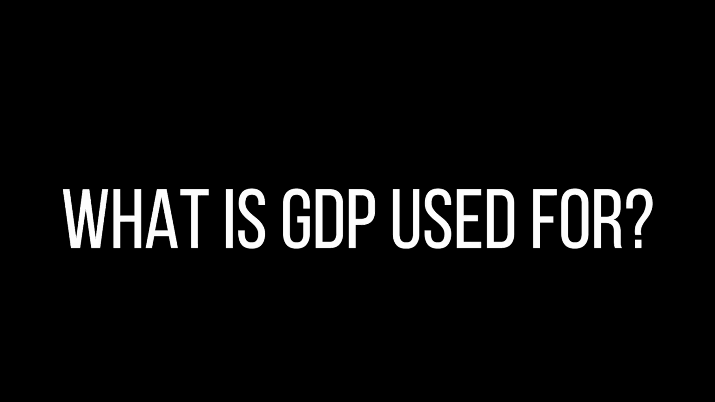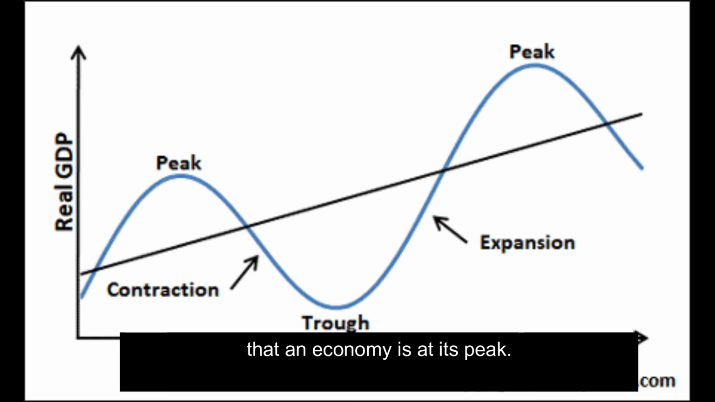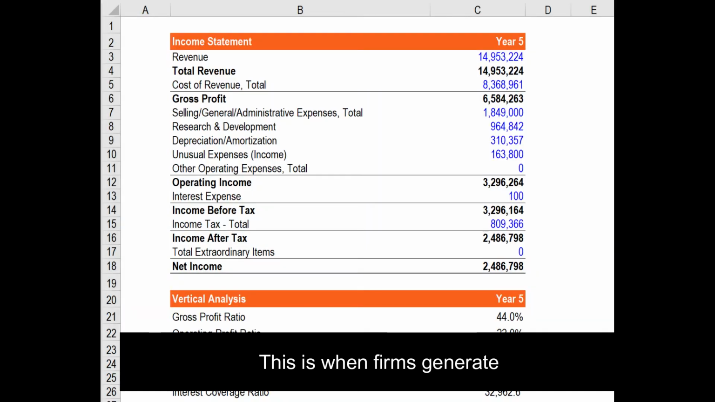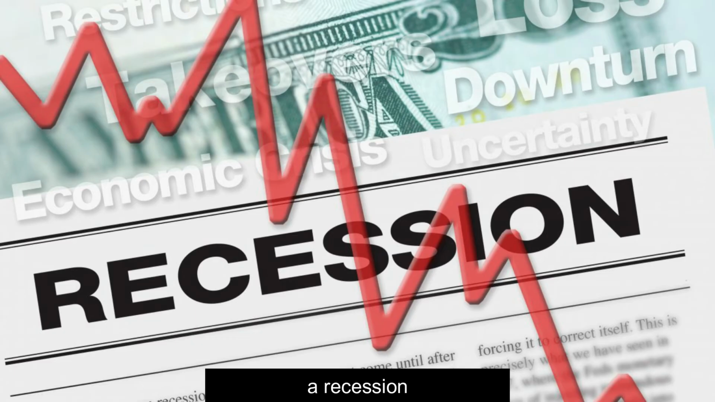What is GDP used for? Basically, GDP is used to measure the economic performance of a country. A high real GDP would mean that an economy is at its peak. This is when firms generate high business profits and households enjoy a high level of income. In contrast, a low level of real GDP will indicate that an economy is going through a recession.